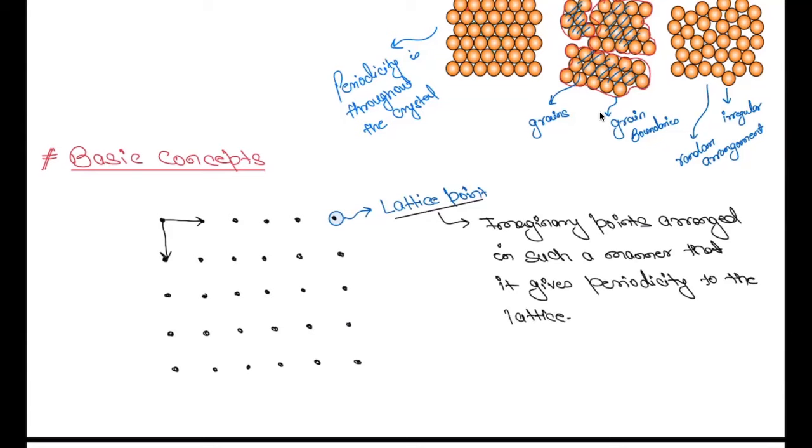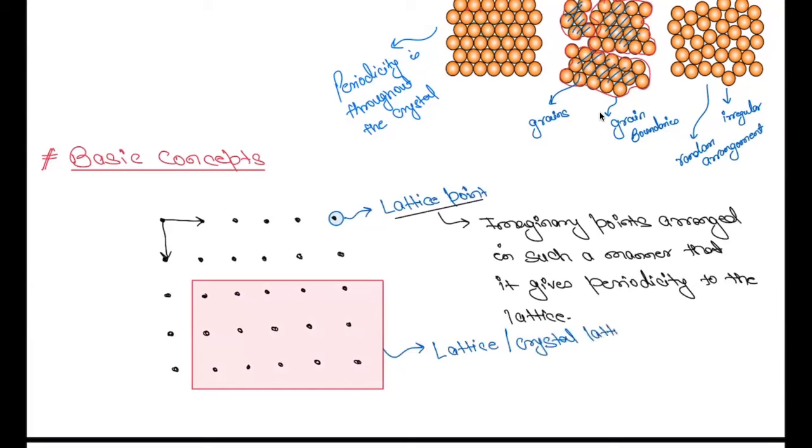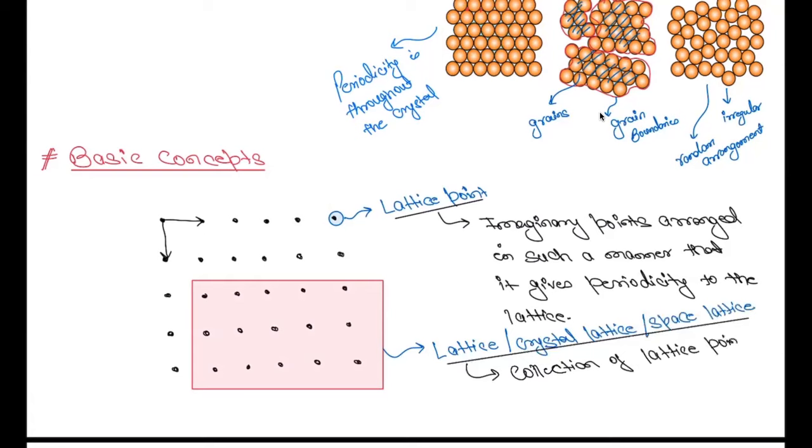Now, one more concept is here. Let's say I'm taking this space. This space can simply be called a lattice, or a crystal lattice, or in some books you can see it called space. And what is it? It is basically the collection of the lattice points. This is the collection of the lattice points.